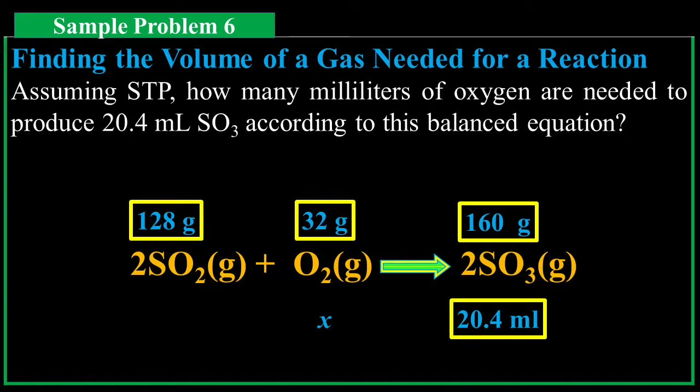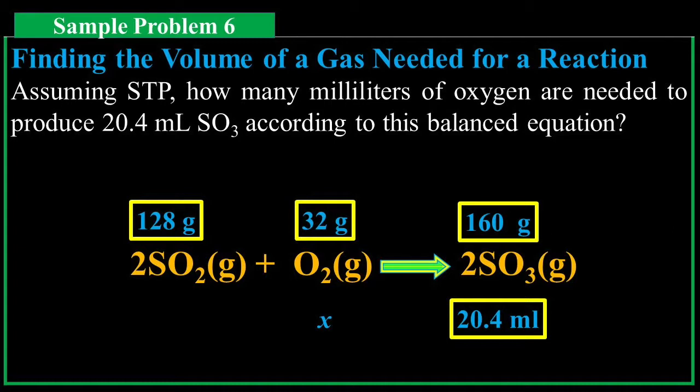Now, finding the volume of a gas needed for a reaction. This is sample problem 6. Assuming STP, how many milliliters of oxygen are needed to produce 20.4 milliliters of SO3 according to this balanced equation? 128 grams of sulfur dioxide, 32 grams of oxygen, and 160 grams of sulfur trioxide. Now, what am I going to do with this equation? Well, the first thing I'm going to do is write in what I want and what I need and what I have. So I have 20.4 milliliters of sulfur trioxide, and I want to solve for the amount of oxygen I need in order to accomplish that.